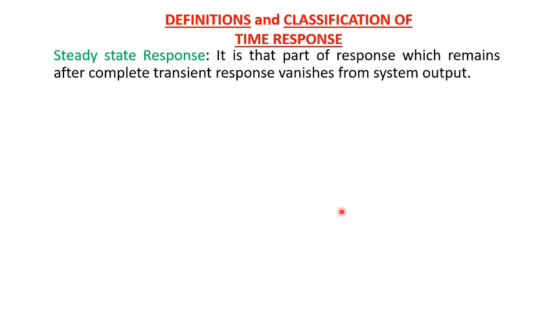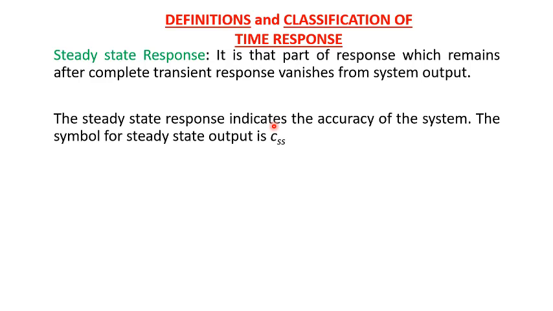Next, steady state response. Steady state response is that part of a response which remains after completing the transient response and vanishes from the system output. Means the complete transient response is going to vanish from the system output. From that period of time onward, we call it the steady state response.